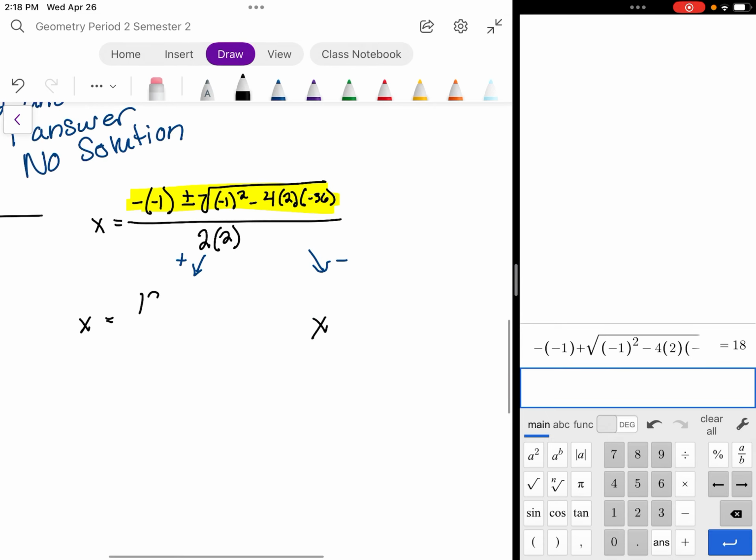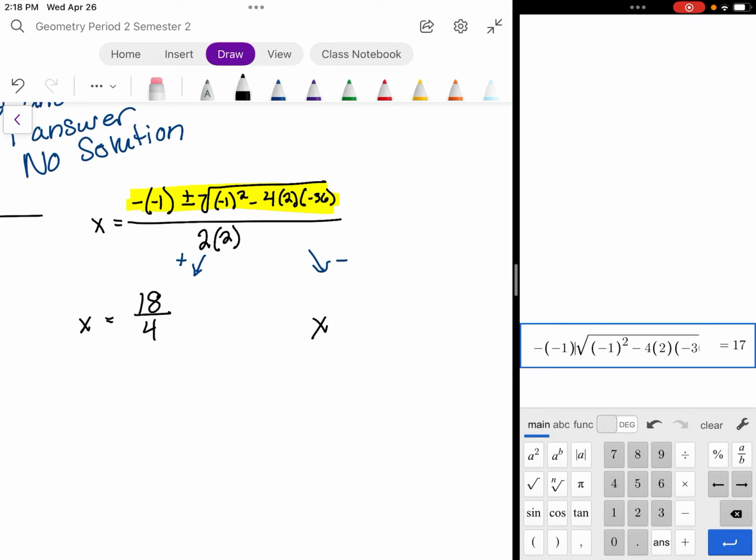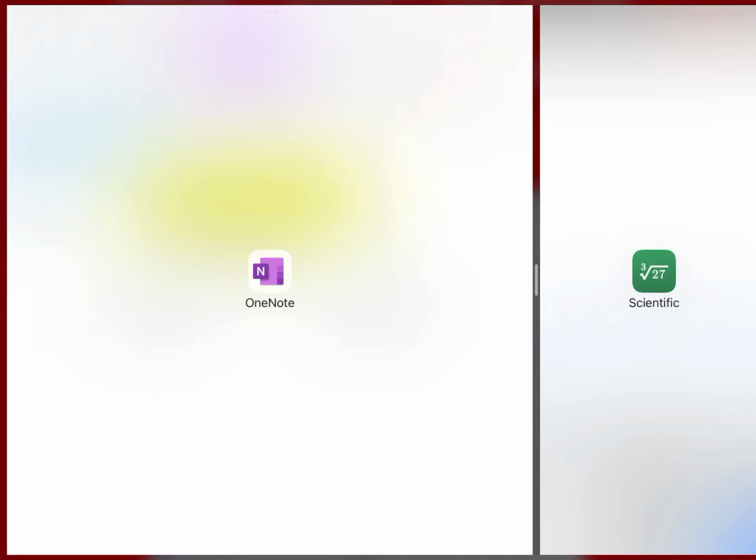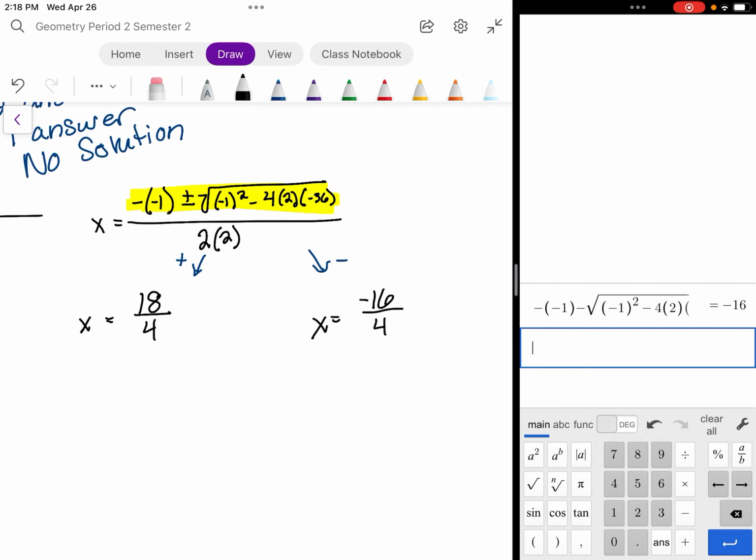So we know the top part is going to be 18 over 2 times 2 is 4. Then we're going to go back, and instead of adding the square root, we're going to subtract it. And when we do that, we get the top number of -16. And the bottom will still be 4. So you are going to end up with 2 different answers. One where you add the square root and one where you subtract it.